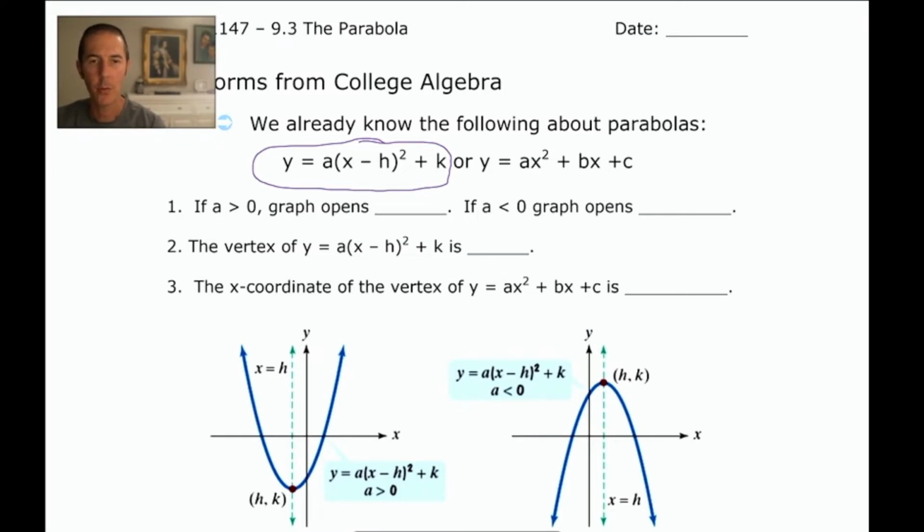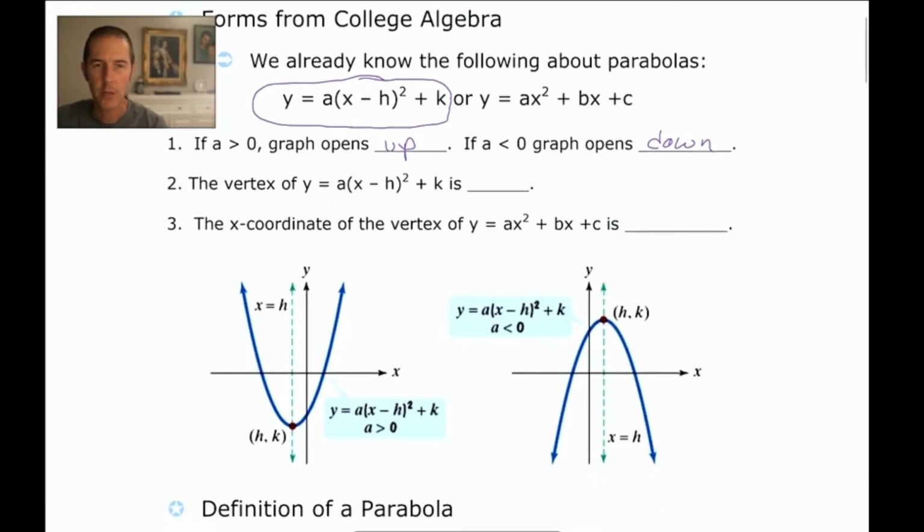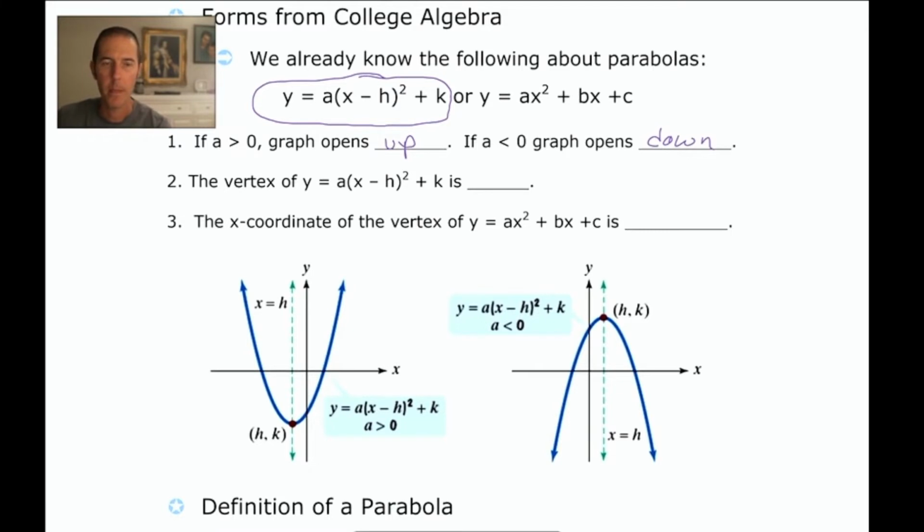If the leading coefficient, the lowercase a value in either one of those two equations, is greater than 0, then our graph is going to open up. And by open up, I mean concave up like this one. If a is less than 0, then the graph opens down. Or I might say concave down instead of opening down. The vertex in number 2 here, if our equation is given to us in this format, is h comma k.